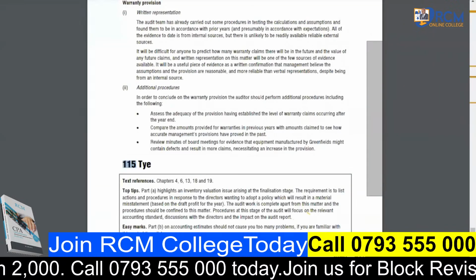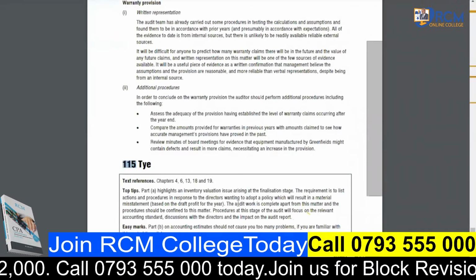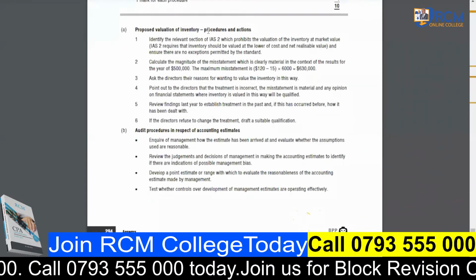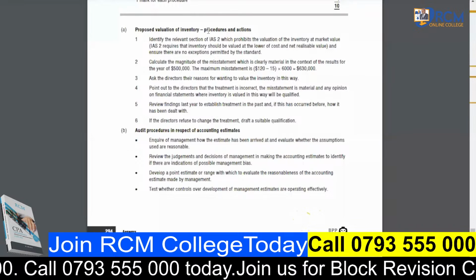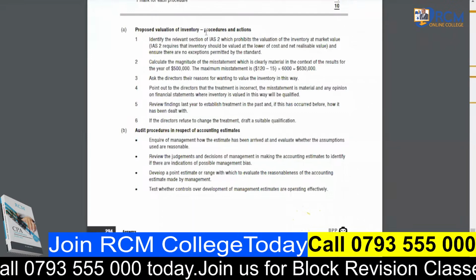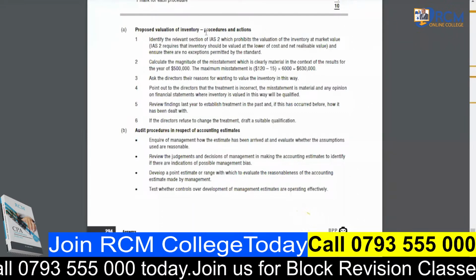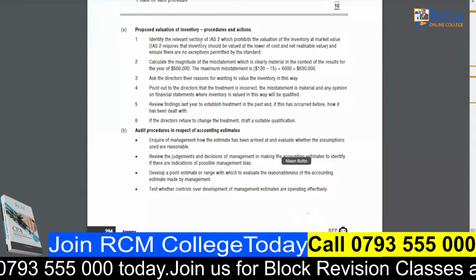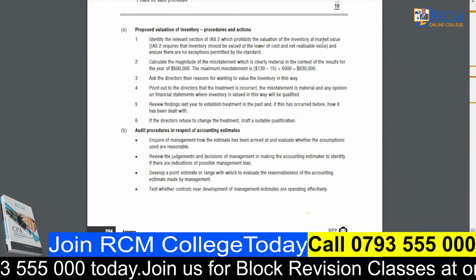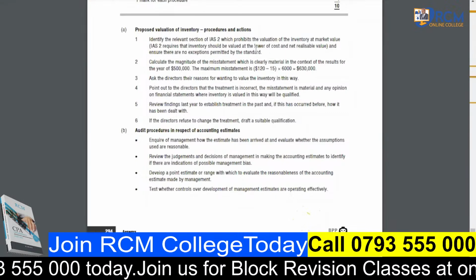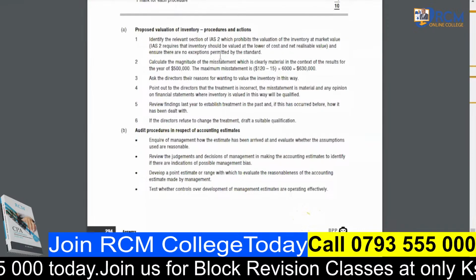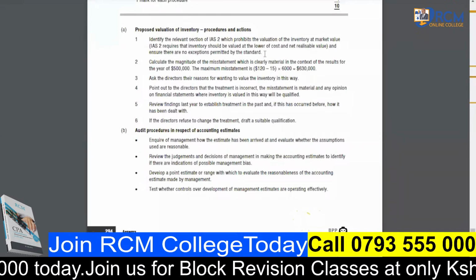Great. So 115, we are given the answer here, the proposed valuation of inventory. Valuation of inventory. There I was taught about IS2. Yes. So in this case here, identify, that's a procedure, the relevant section of IS2 which prohibits the valuation of inventory at market value. IS2 requires that inventory should be valued at the lower of cost and net realizable value, and ensure that there are no exceptions permitted by the standard.